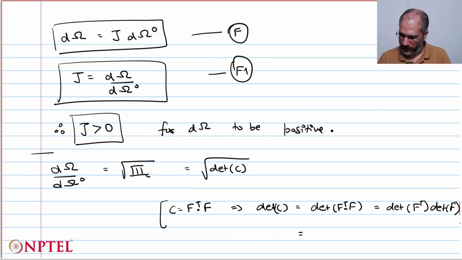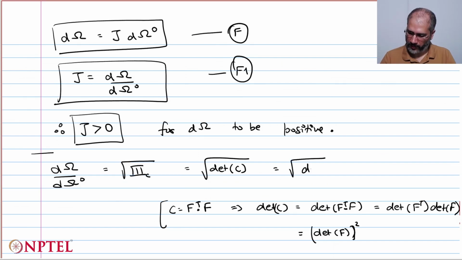And we know the determinant of F transpose is the same as the determinant of F. So this is the determinant of F squared. So basically what we see is that the determinant of C is the determinant of F squared. So this becomes the square root of the determinant of F whole squared. So this basically is the determinant of F, which is the Jacobian. We had shown this earlier, and now we are seeing this again.